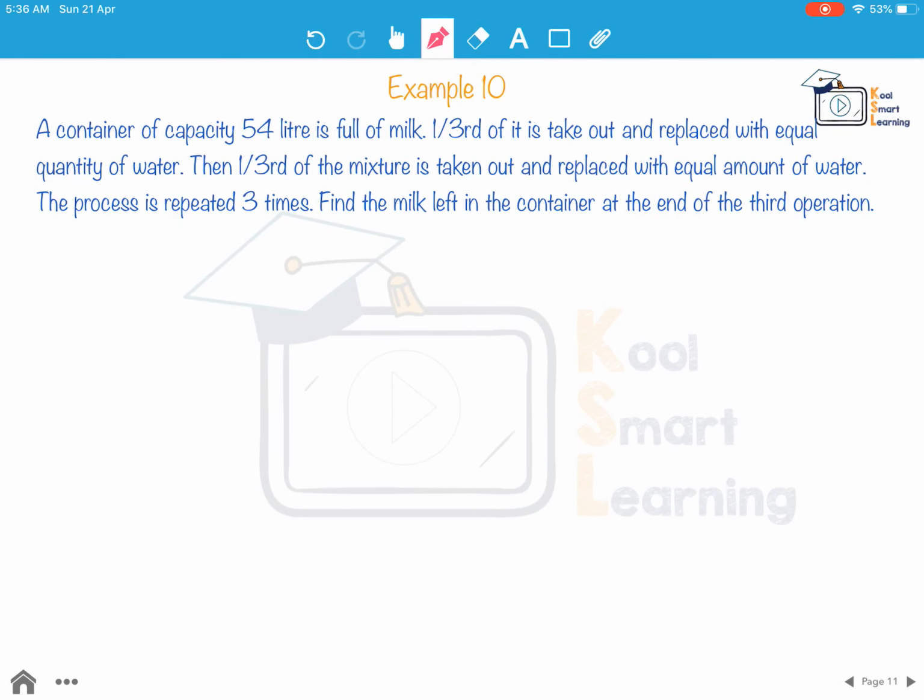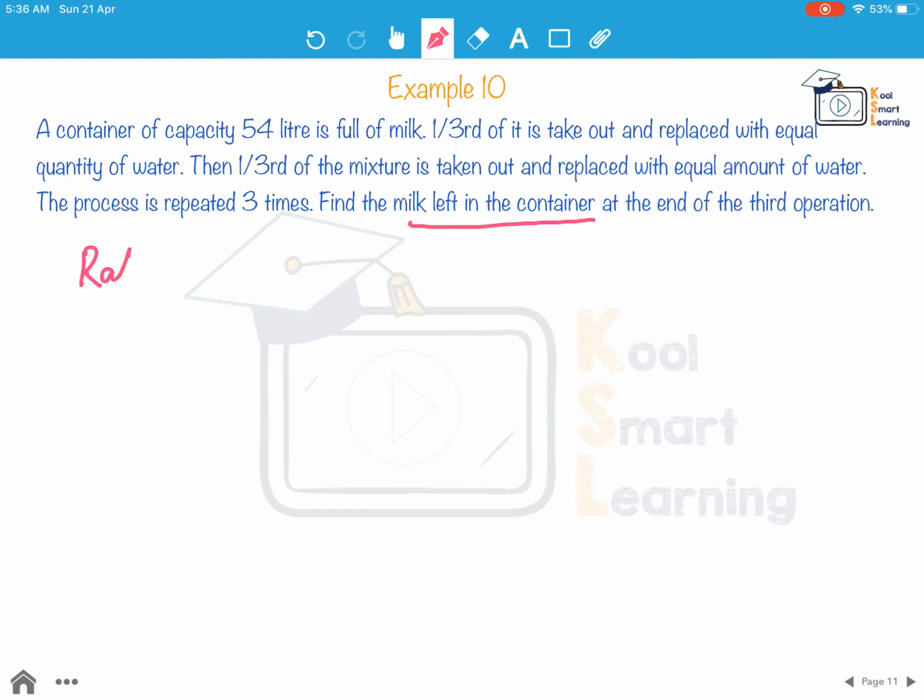Moving on to the last question. A container of capacity 54 liters is full of milk. 1/3 of it is taken out and replaced with an equal quantity of water. Then again 1/3 of the mixture is taken out and replaced with an equal quantity of water, and this process is repeated 3 times. Find the milk left in the container at the end of the third operation.